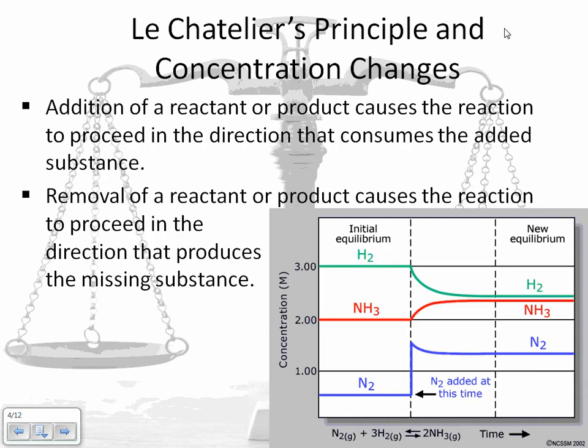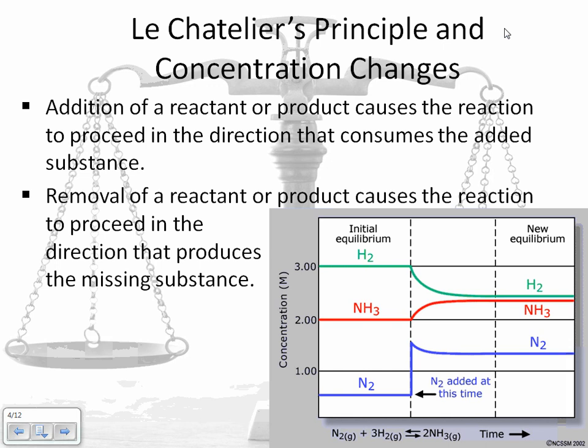So let's go through some examples. We're going to start by looking at concentration changes, and then later on we'll look at temperature changes and pressure changes. So concentration. If we add a reactant or a product, the equilibrium is going to have to reshift and rejig itself and create a new balance. When we add a reactant or product, it causes the reaction to proceed in the direction that consumes the added substance. So again, if we consume that added substance, we're opposing the addition of that substance. That's what Le Chatelier's Principle says.